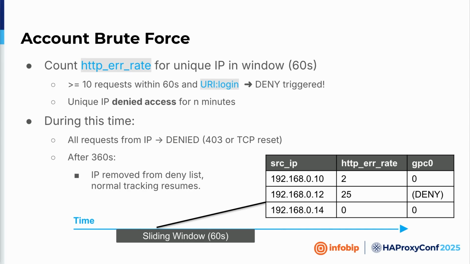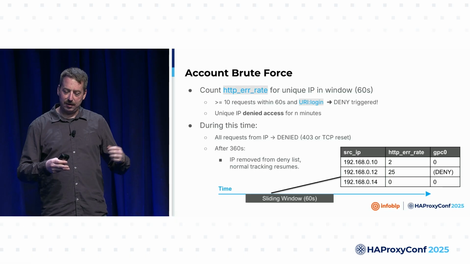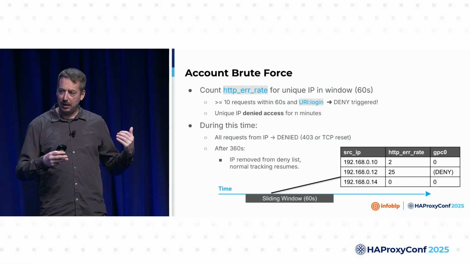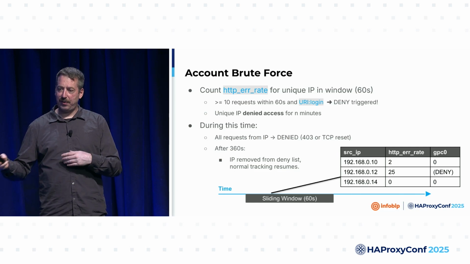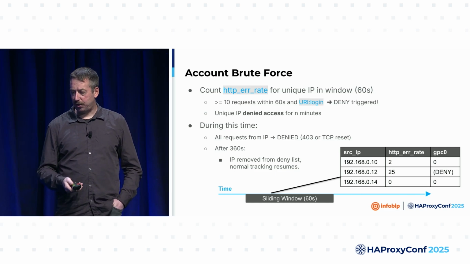The condition is: if the path is login and you receive the error code, that means it is a wrong password. Then count the number in the defined time, in the sliding window, for example 1 minute. If I see more than 10 times in 1 minute that one unique source IP received the error code, that is suspicious, and for the next 5 minutes, block access for that IP. That's the whole logic behind the stick tables, and it's not that hard to configure.